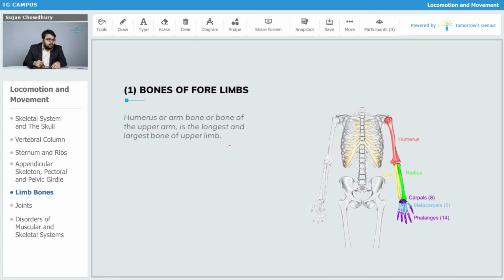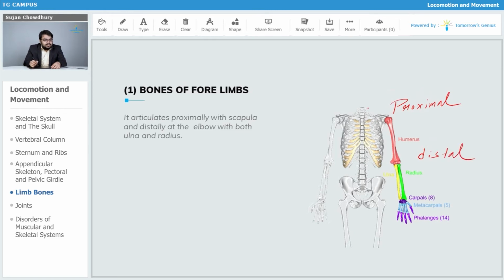The humerus or arm bone or bone of the upper arm is the longest and largest bone of the upper limb. So yes, this is our humerus. It is the strongest, largest bone of the upper arm. The bone is connected with the pectoral girdle here, and at the lower part it is connected with two other bones which we are going to understand as radius and ulna. It articulates proximally with the scapula and distally at the elbow with both the ulna and radius. So this is the proximal end, and this is the distal end.